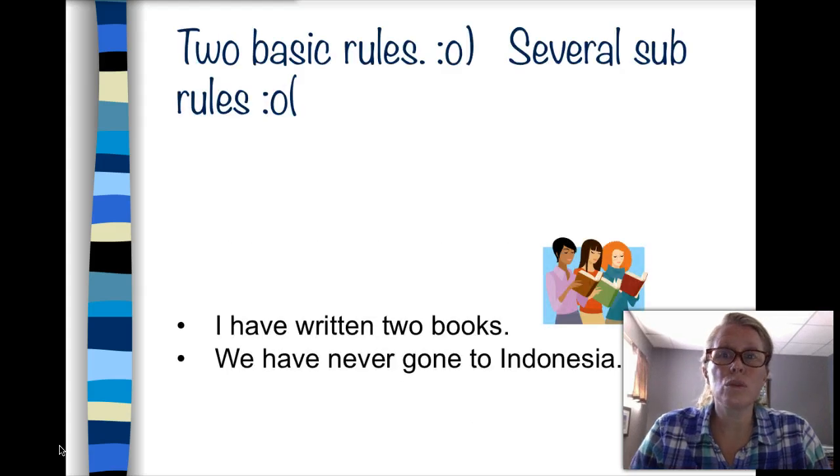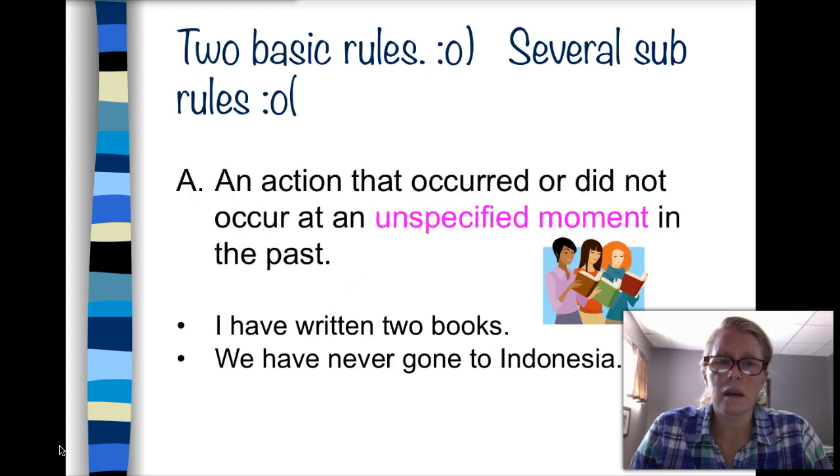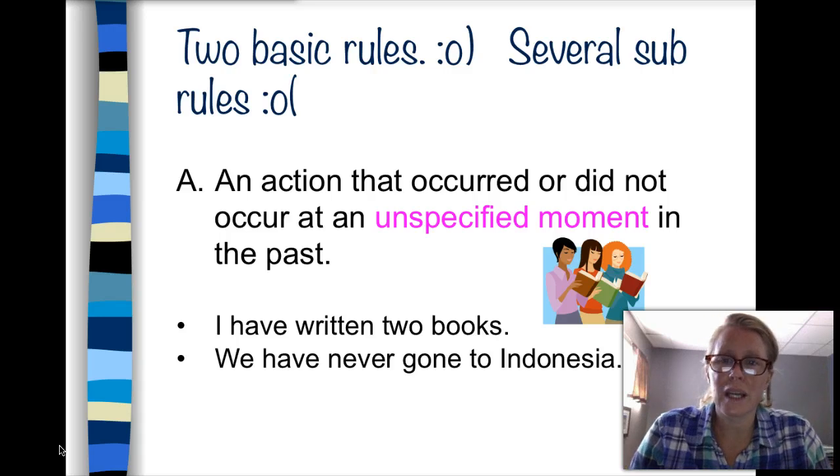There are two basic rules and several sub-rules, but the two basic rules kind of boil down to this. An action that occurred or did not occur at an unspecified moment in the past. If we think of the simple past, we say, I went there yesterday. It's a specified time in the past. Present perfect is an unspecified moment. I have written 2 books. When? I don't know. Or we have never gone to Indonesia. It means until now at some unspecified time in the past.